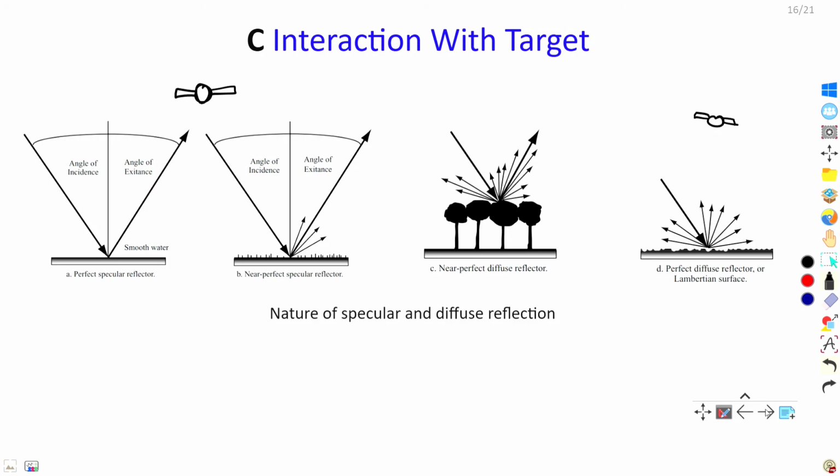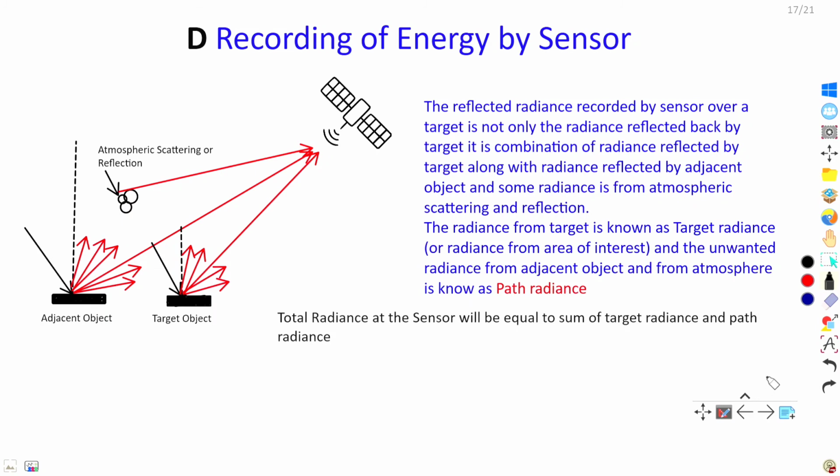Next, we are moving to recording of energy by the sensor. So we have seen that energy first interacted with the atmosphere, then interacted with the target, and then the reflected radiance from the target comes to the sensor. But is only the energy from the target being recorded? No, not only from the target, but also from adjacent objects, and also some amount of scattered or reflected energy from the atmosphere gets recorded by the sensor.